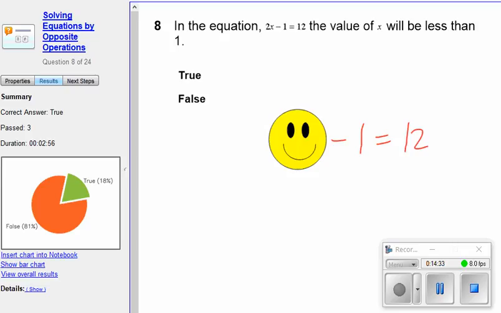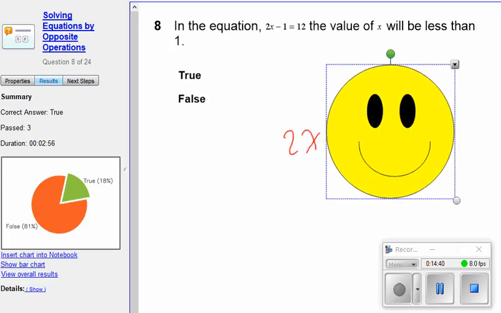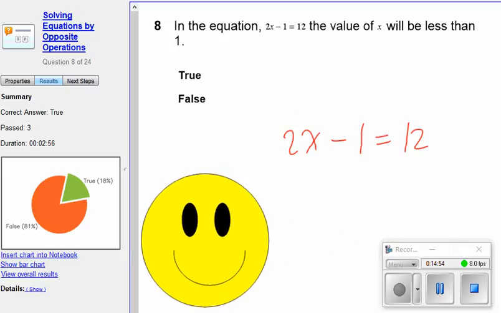So that smiley face has to be 13, which means, if I continue with my little experiment here, 2x has to be worth 13, agreed? So what number multiplied by 2 is 13? The answer would be 6.5, correct? So is x less than 1? No. So therefore, the answer is false.